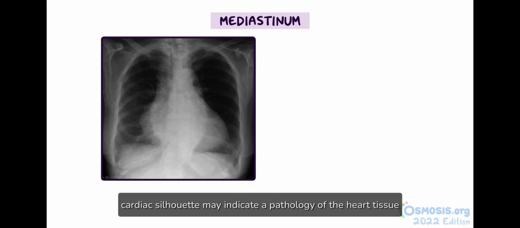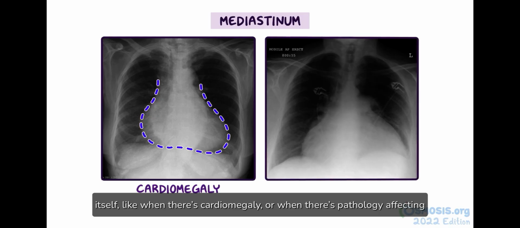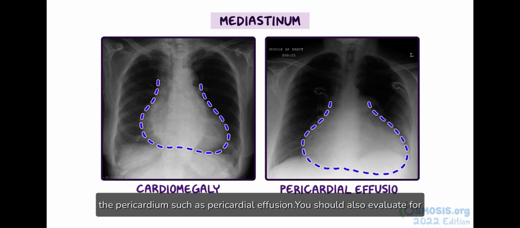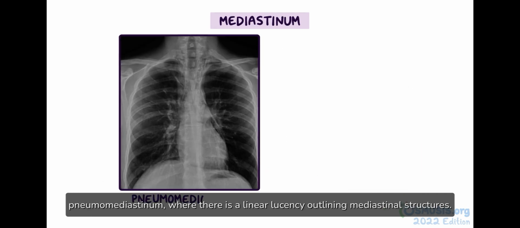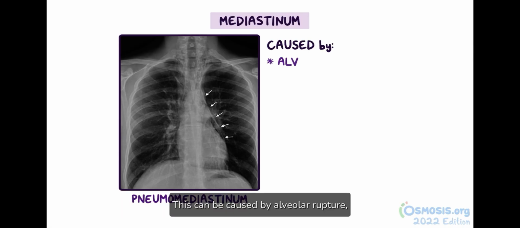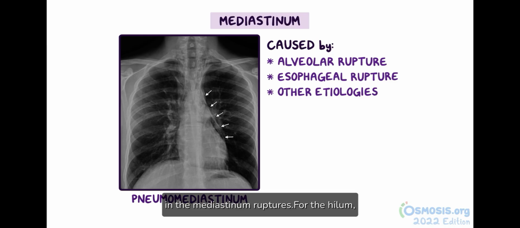Enlargement of the cardiac silhouette may indicate a pathology of the heart tissue itself, like when there's cardiomegaly, or when there's pathology affecting the pericardium, such as pericardial effusion. You should also evaluate for pneumomediastinum, where there is a linear lucency outlining mediastinal structures. This can be caused by alveolar rupture, esophageal rupture, or other etiologies where an air-containing structure in the mediastinum ruptures.